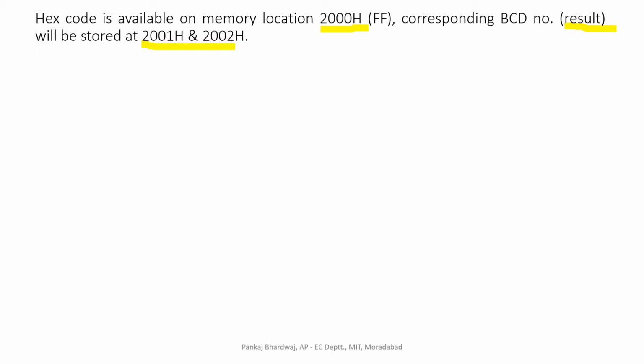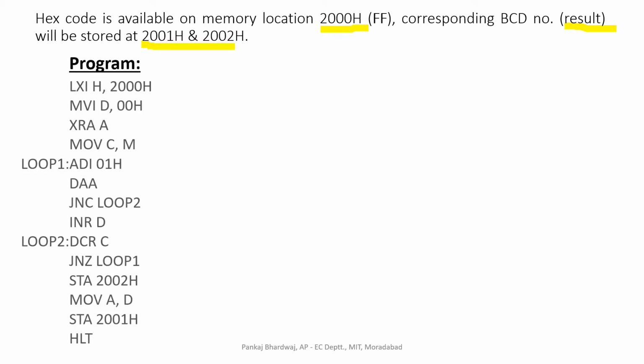So as we have done in the previous example, first we see the program structure, then we'll identify the memory locations and corresponding operation codes, and then we'll try to execute the particular experiment. So here is the program.